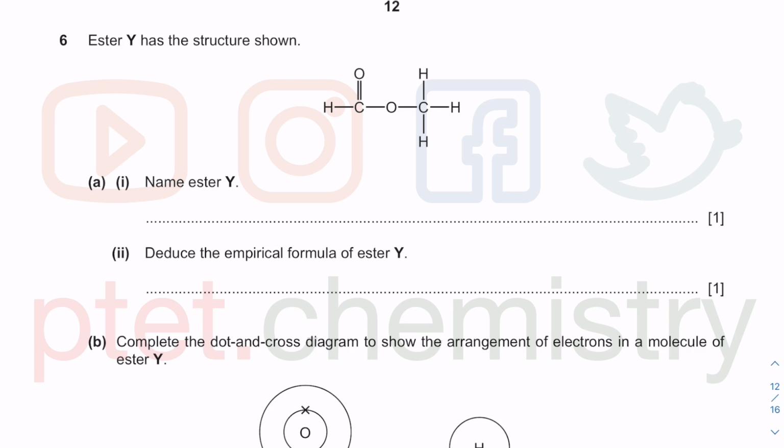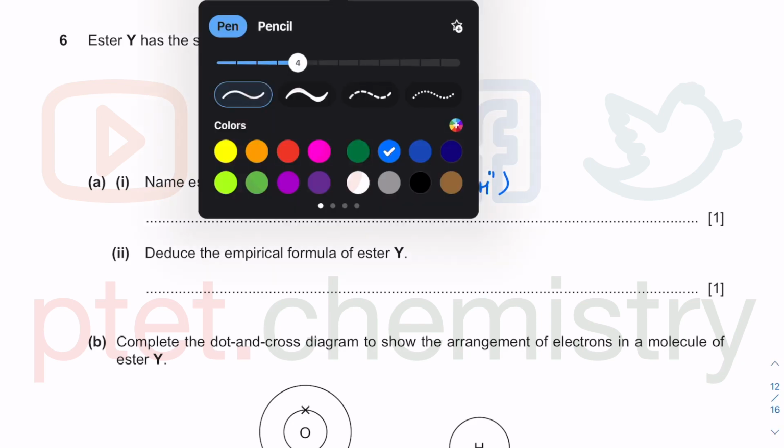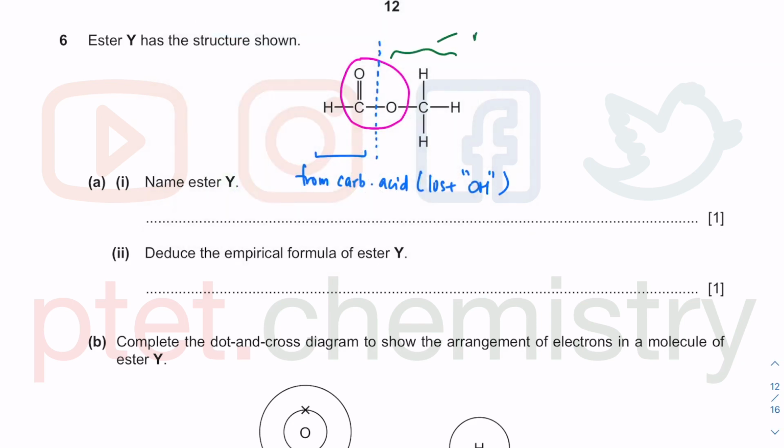Number 6, this is about ester. So we have the C double bond O. There's our ester linkage. In this ester, this is where we actually form the new ester bond. On the right hand side, these are from the carboxylic acid. How do I know it's from the carboxylic acid? Here's the C double bond O. The carboxylic acid will have lost the OH when you form the ester, and on the left hand side there is no C double bond O, so therefore it's from the alcohol, and the alcohol will have lost the H there.